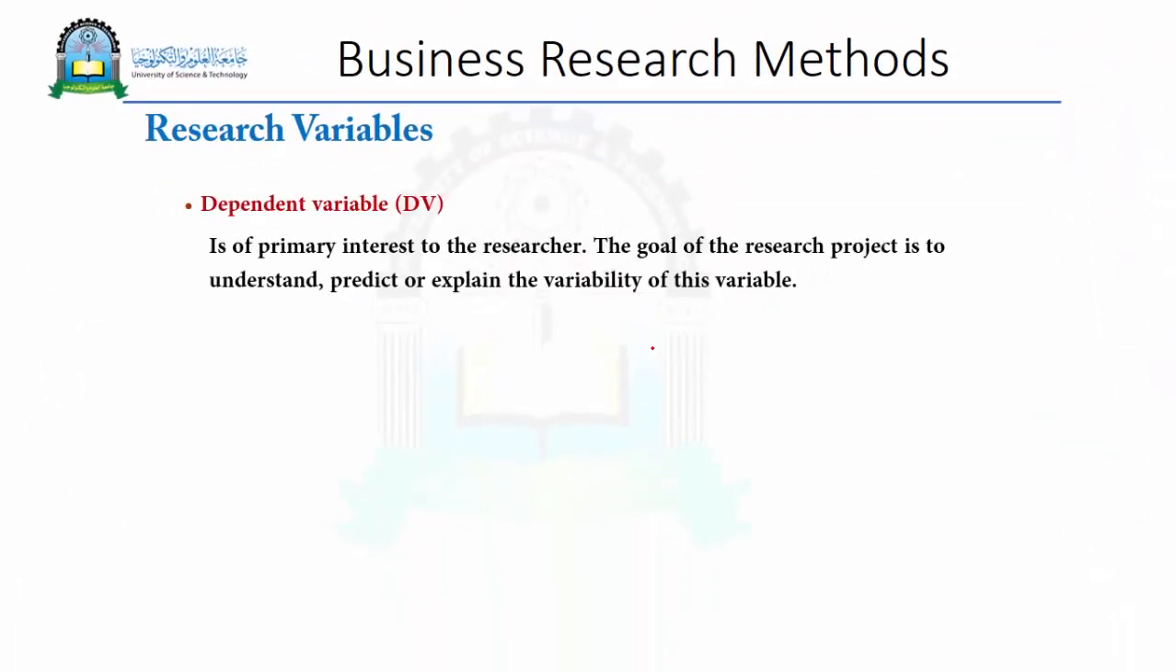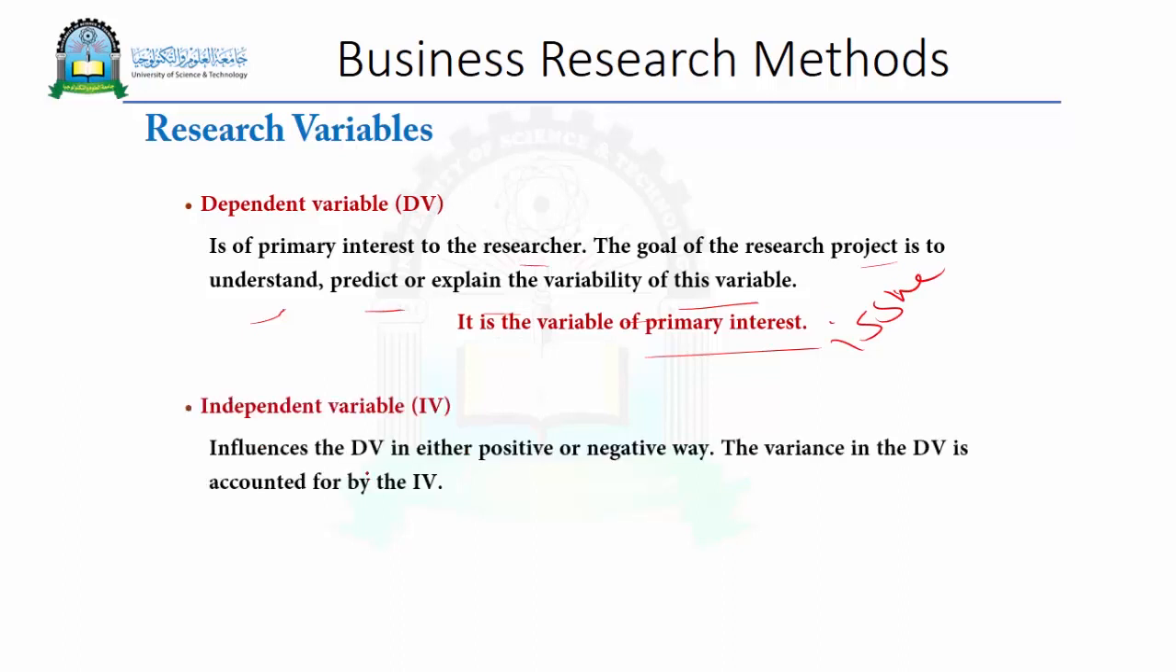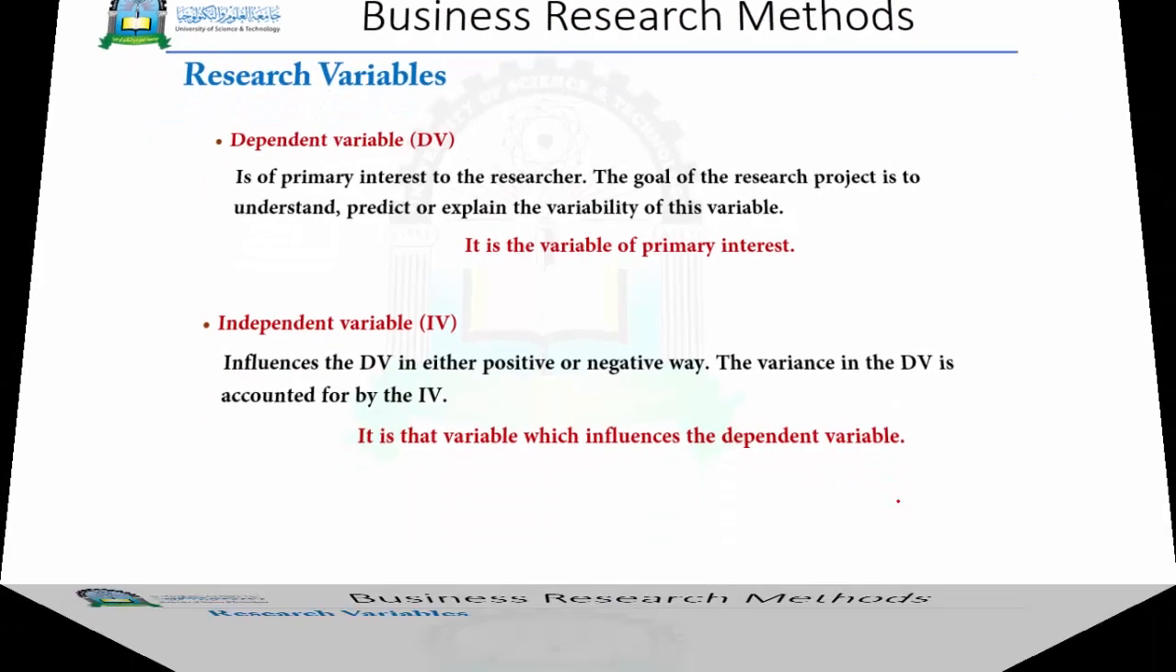The dependent variable is of primary interest to the researcher. The goal of the research project is to understand, predict and explain the variability of this variable. So it is the variable of primary interest, which we call the main issue. The second is the IV, which influences the DV in either a positive or negative way. The variance in the DV is accounted for by the IV. So it is the variable which influences the dependent variable.